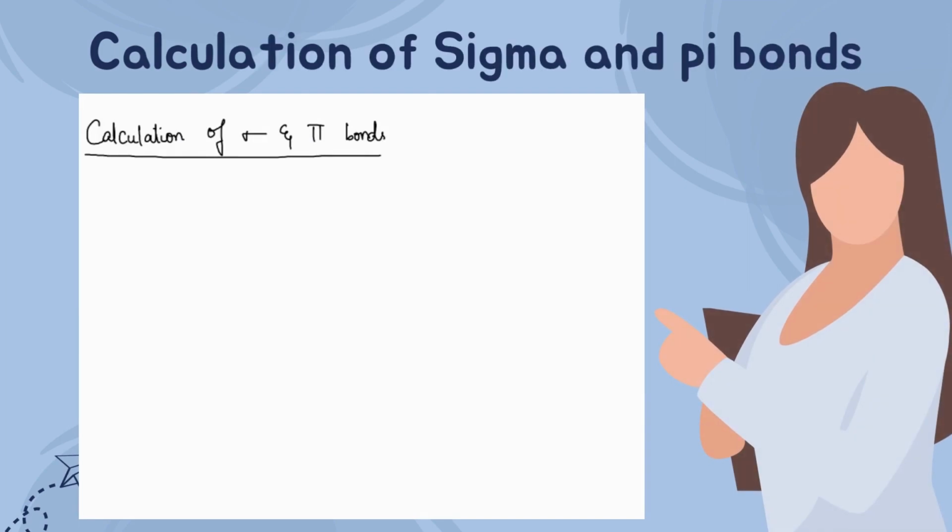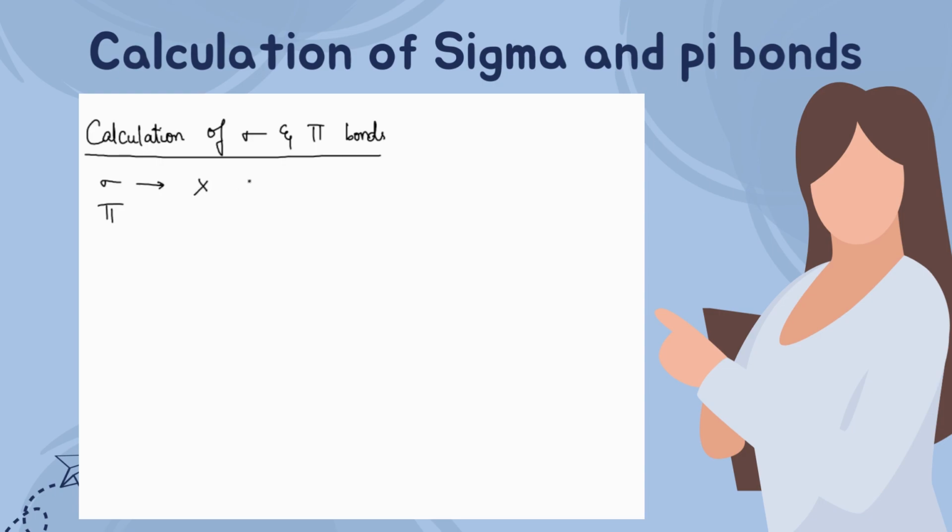In today's video, we're going to learn how to calculate sigma and pi bonds in a given organic compound. This is the symbol for sigma bond and this is the symbol for pi bond. Sigma bond is usually stronger than pi bond. That means sigma bond can exist independently.